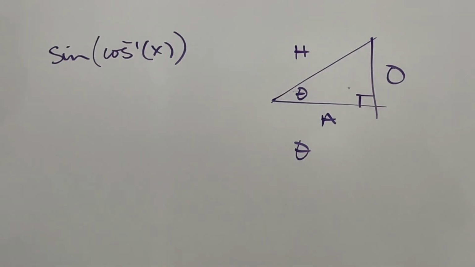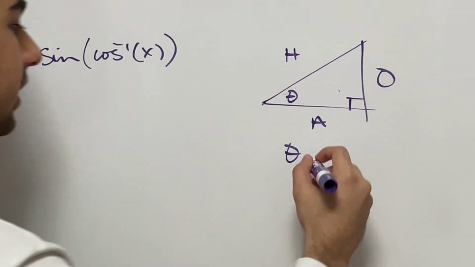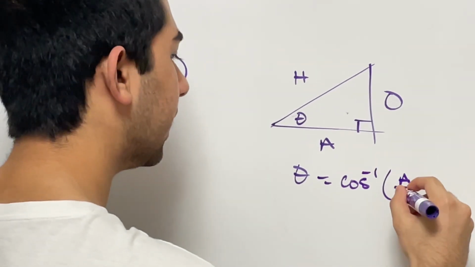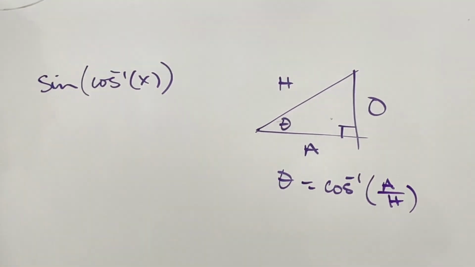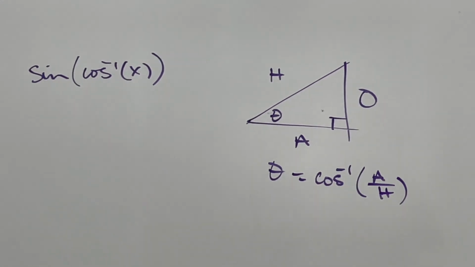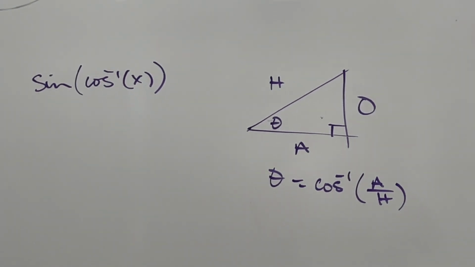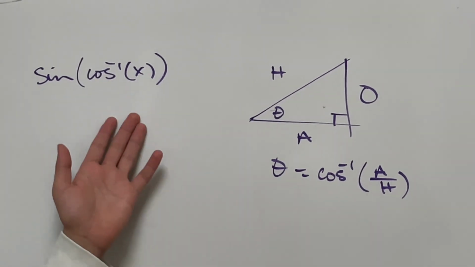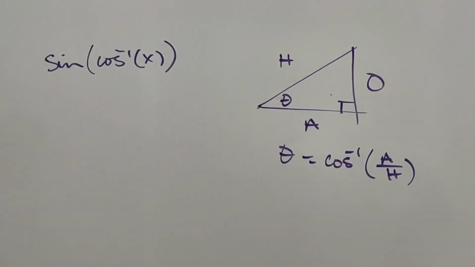So if we have all our sides and we're trying to find theta, we can say that theta is equal to inverse cosine of our adjacent side over our hypotenuse, right? That's the definition of cosine, really, adjacent over hypotenuse. So that's how we find theta, that's how we use the inverse cosine function. So if we have inverse cosine of x, we can do something.